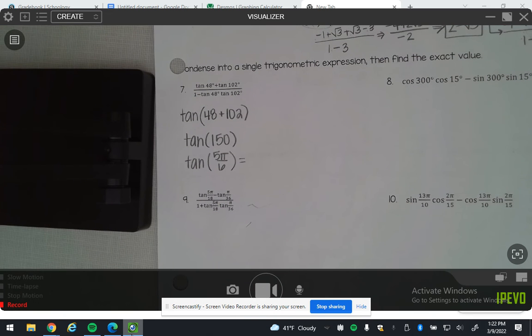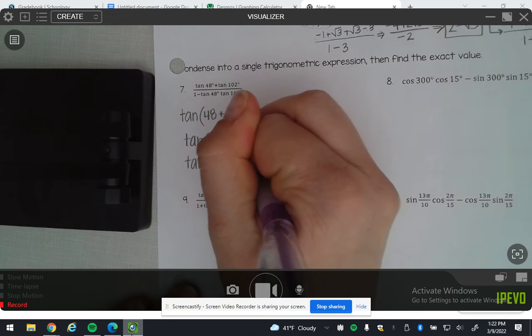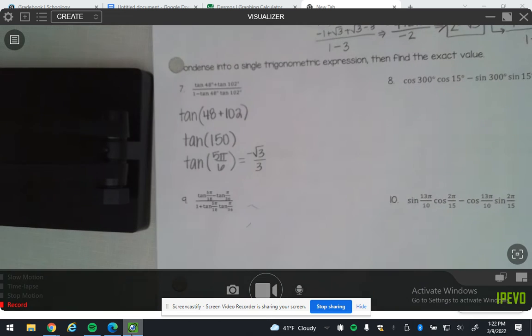Reference angle. Pi over 6. Tangent pi over 6. Radical 3 over 3. What quadrant? Second, so it is negative. A lot less work, right? Remember I said they were easier?